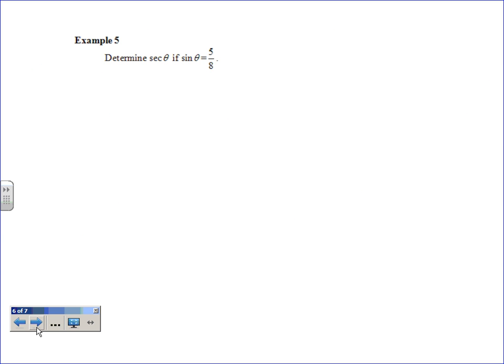So I'm telling you to determine secant if sine is 5/8. So can I just flip that over, or? I could probably draw a triangle. Now, sine of theta is positive here. It's a positive 5/8, correct? So where is sine positive? Which two quadrants? And we'll go back.